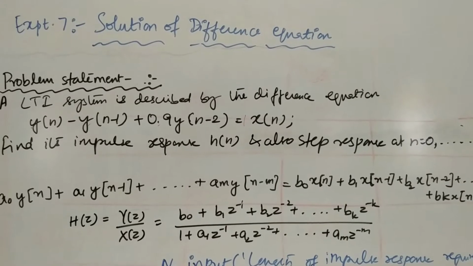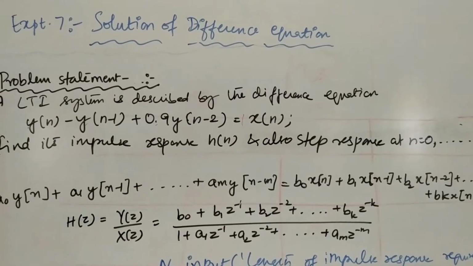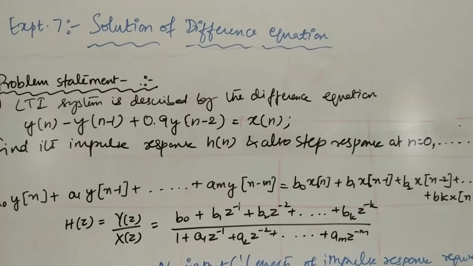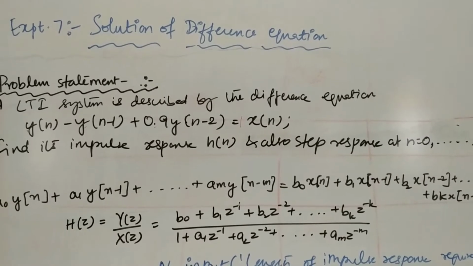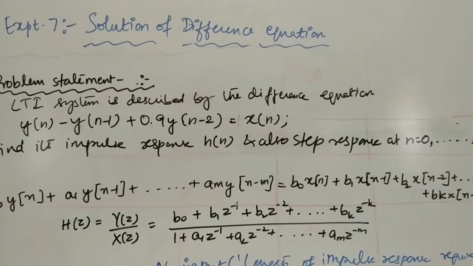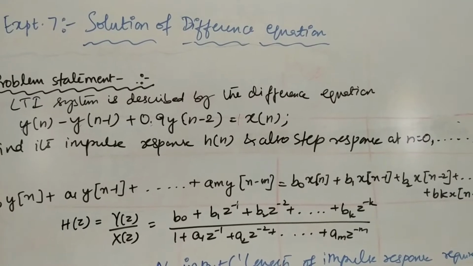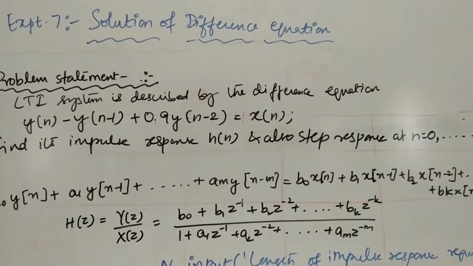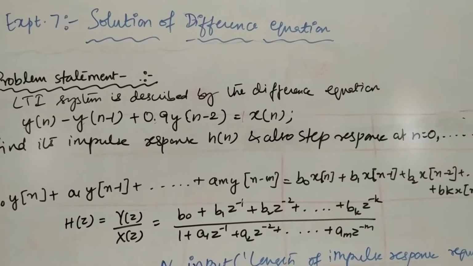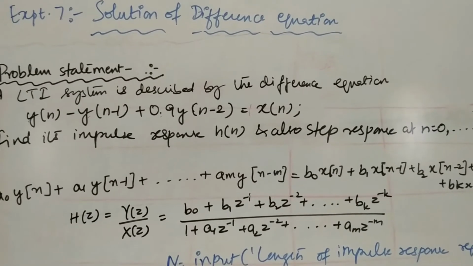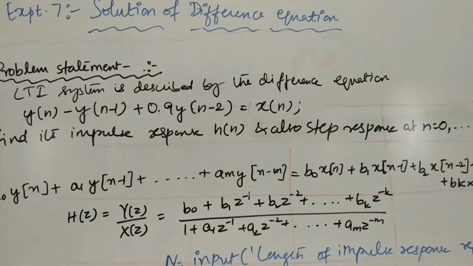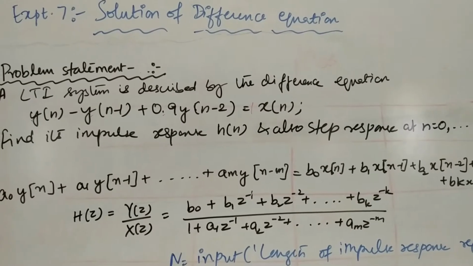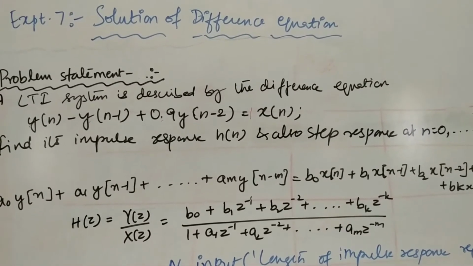Today I am here to explain the experiment of DSP. The experiment is related with the solution of the difference equation. As we had seen in the previous experiment, that is obtaining an impulse response of a given system, the same difference equation we are going to describe here. So the LTI system will be described by this difference equation. The same equation we are going to use for this experiment.